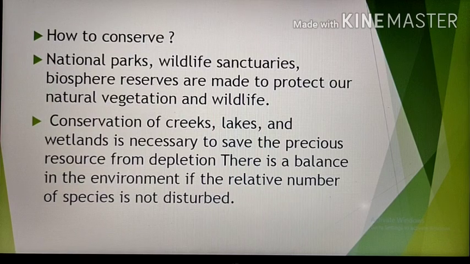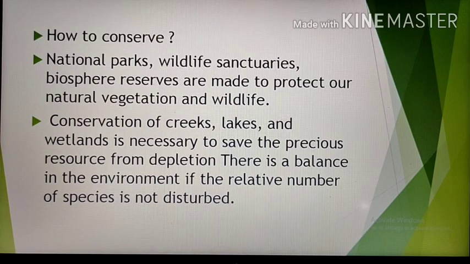Now, there is a balance in the environment if the relative number of species is not disturbed. Human activities in several parts of the world have disturbed the natural habitats of many species. Due to indiscriminate killings, several birds and animals have either become extinct or are on the verge of extinction. Several awareness programs like social forestry and Van Mahotsav should be encouraged at the regional and community level. School children should be encouraged to bird watch and visit nature camps so that they appreciate the habitat of varied species.